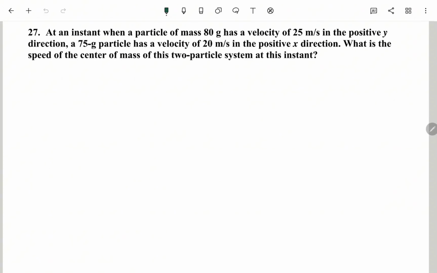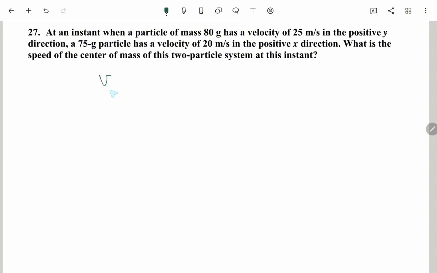At an instant when a particle of mass 80 gram has a velocity of 25 meters per second in the positive y direction, a 75 gram particle has a velocity of 20 meters per second in the positive x direction. What is the speed of the center of mass of this two-particle system at this instant?